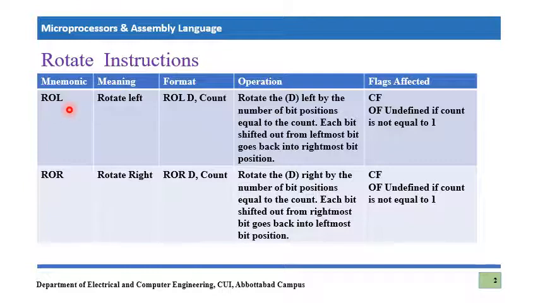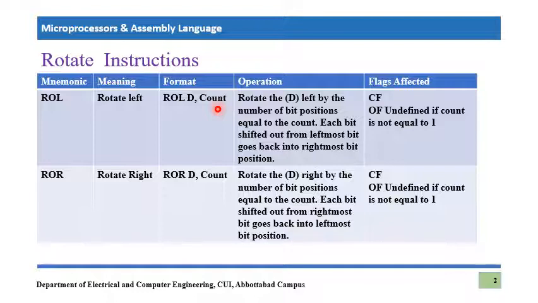It's a mnemonic, and what is the meaning? Its meaning is rotating left, and the format is very similar to what we have learned in shift instructions. So ROL, rotate left. There will be an operand D, which will be our destination register which is going to get rotated. And there is a field called count, and its purpose is almost similar to what we have learned in shift instructions.